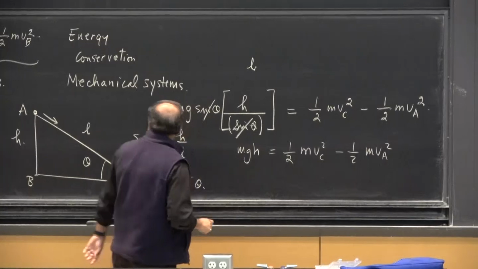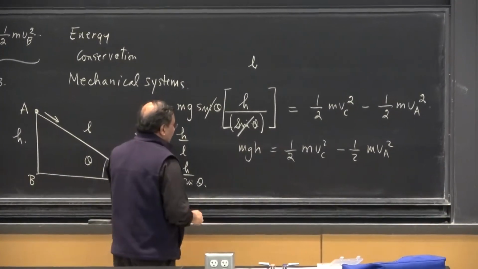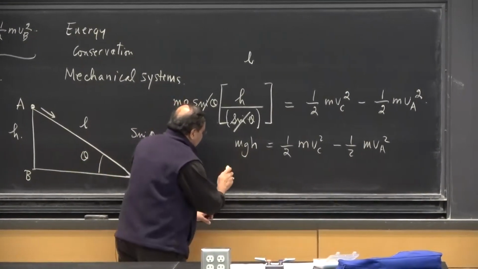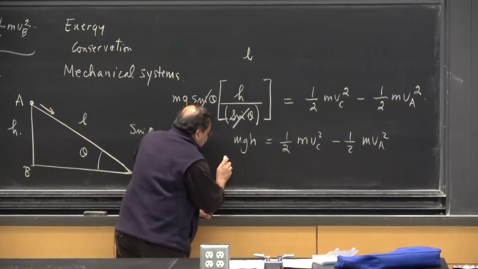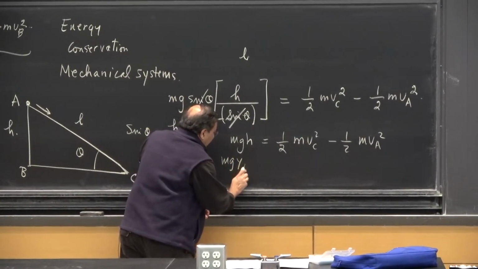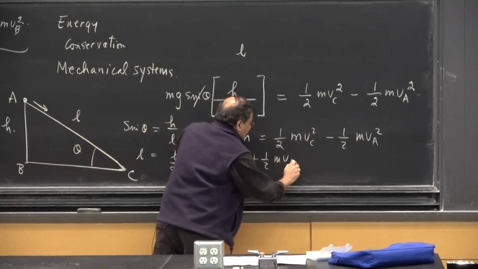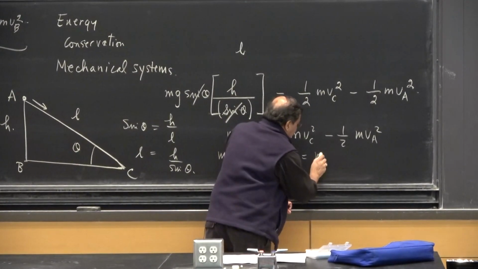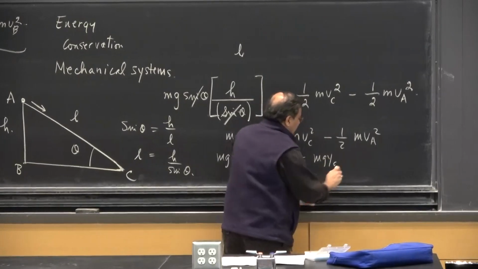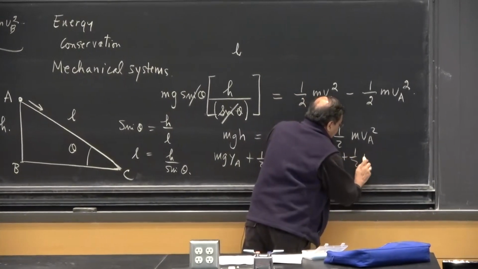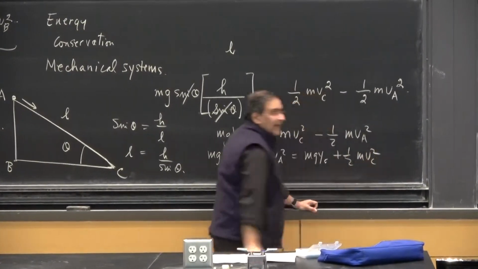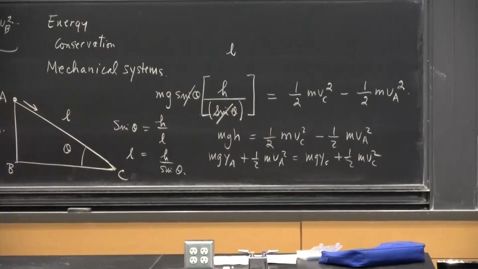So here, if I write mgh as mgya minus mgyb, or it doesn't matter. So I can write now that mgya plus 1/2 mva square is mgyc plus 1/2 mvc square. But since h is the same, both cases are the same.